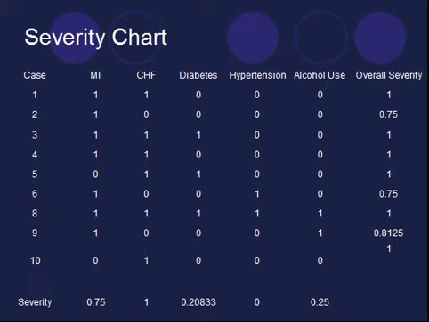For example, for case number 3, one must take 1 minus the MI standardized severity times 1 minus the CHF standardized severity times 1 minus the diabetes standardized severity. This came out to equal 1.